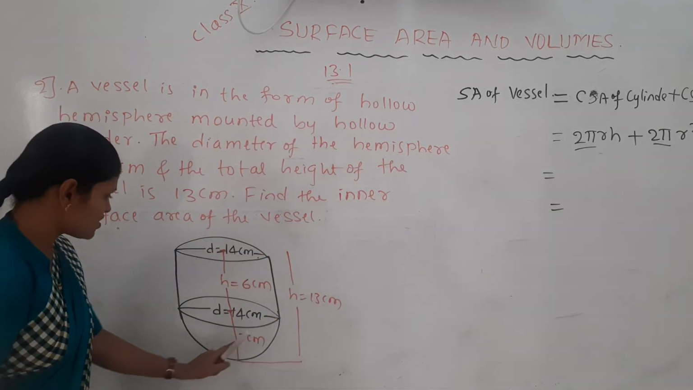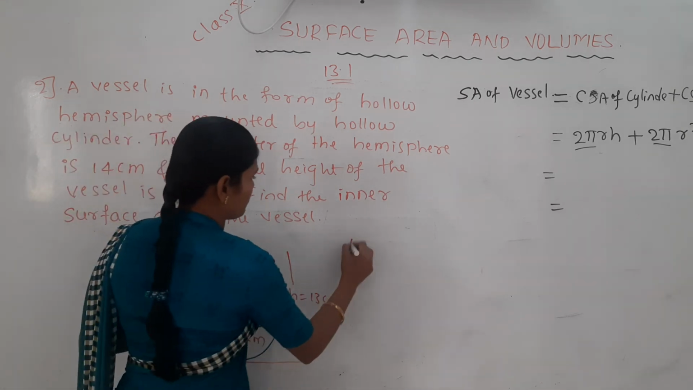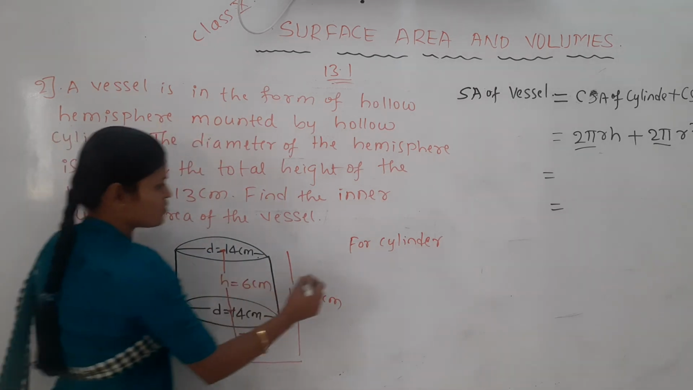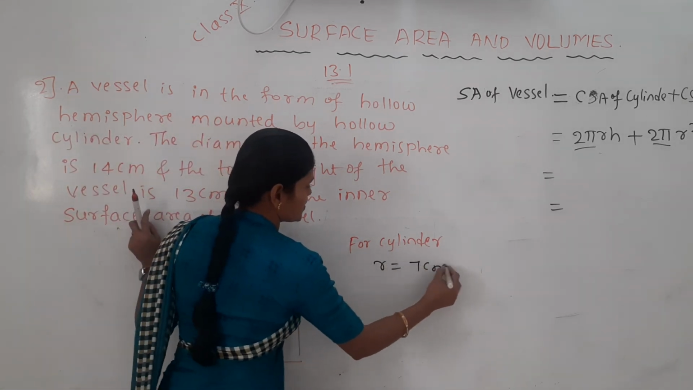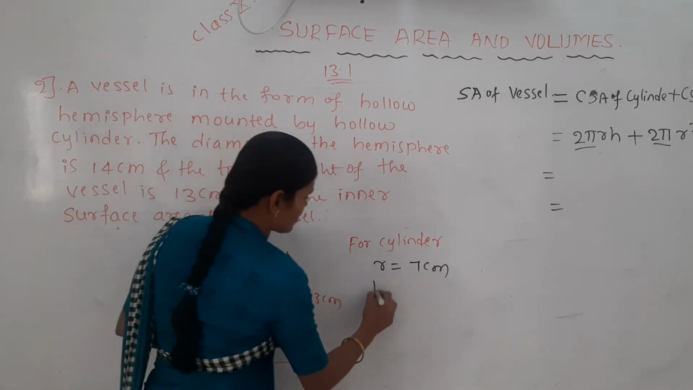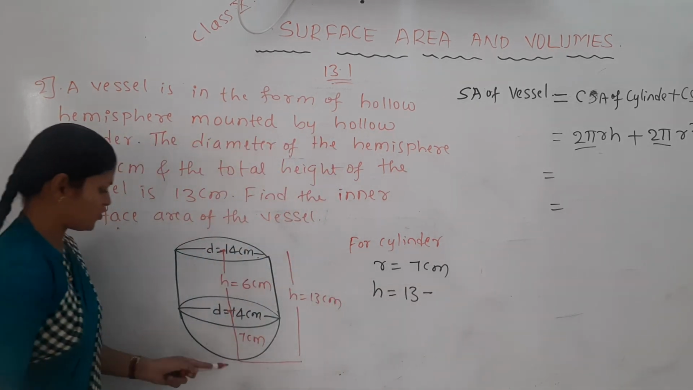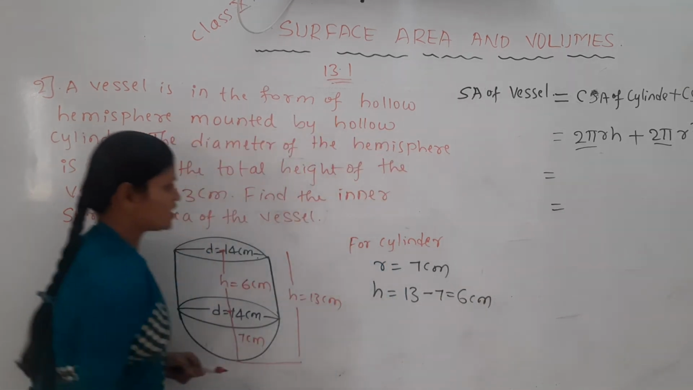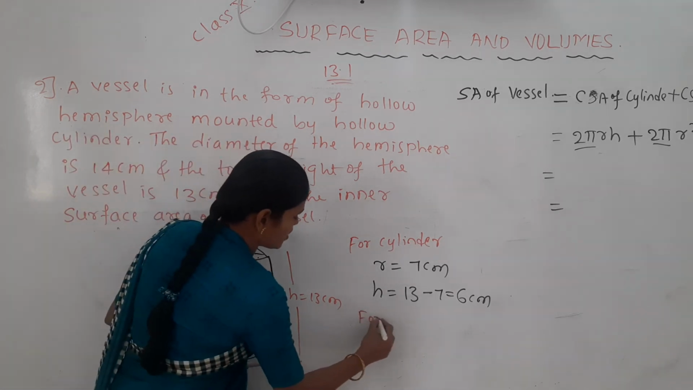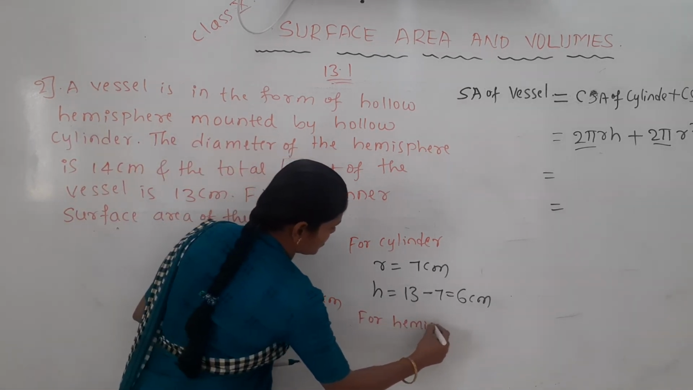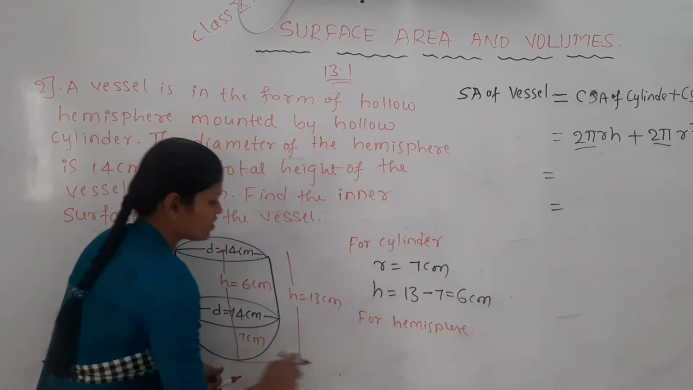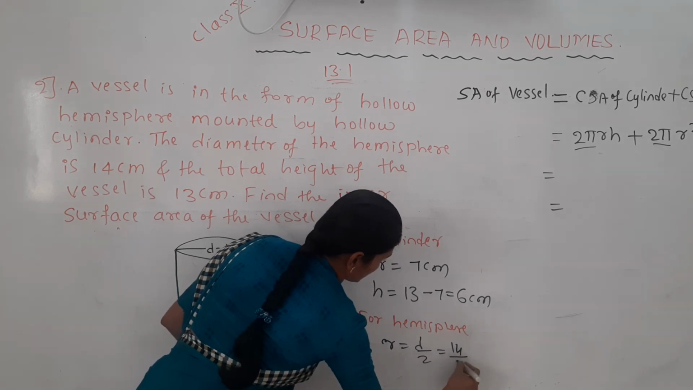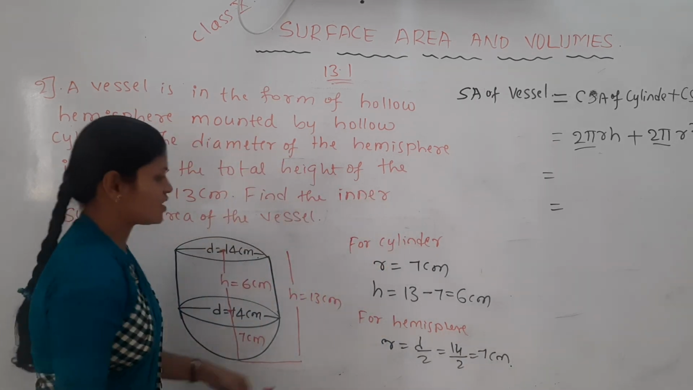For the cylinder, what is the radius? The diameter is the same, so the radius is also the same. And how do we find the height of the cylinder? From the total height, if you remove the radius of the hemisphere, you will get the height of the cylinder. Then in the same way for the hemisphere, what is the radius? He has given the diameter. Radius is half of the diameter, so 14 by 2 is 7 centimeter. Take these values.